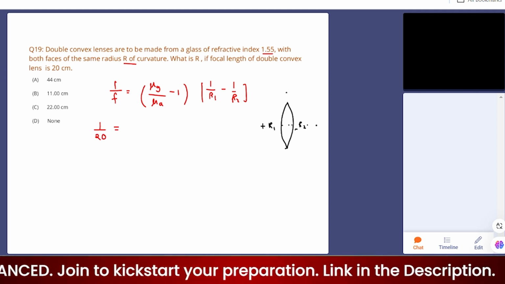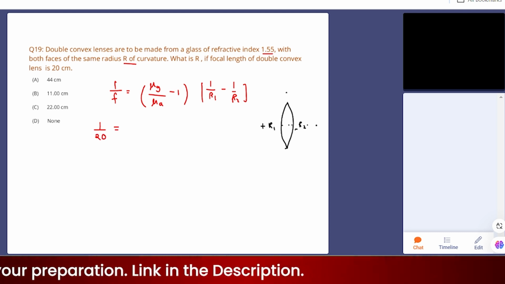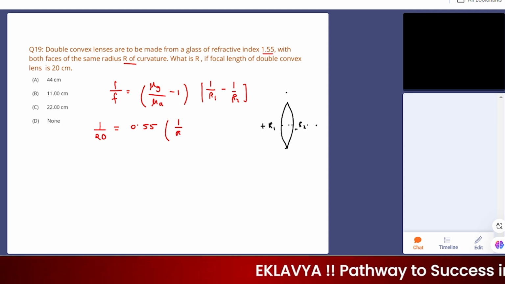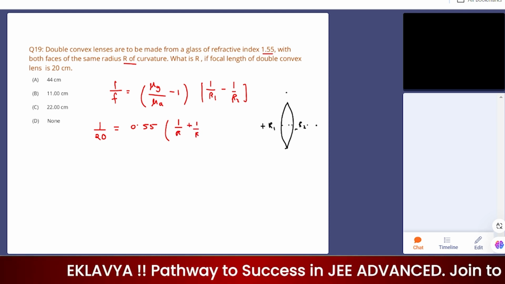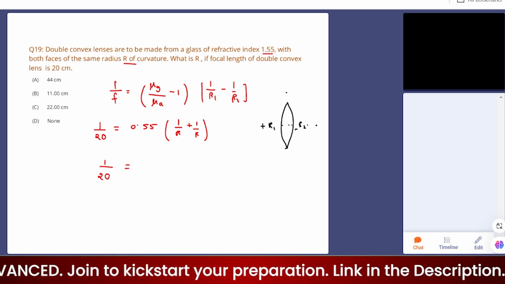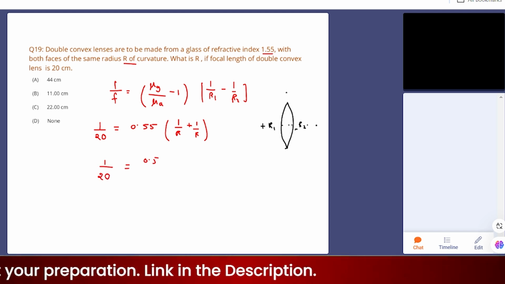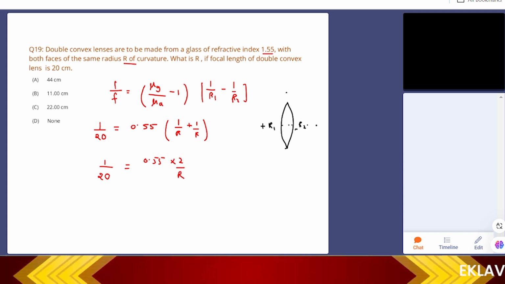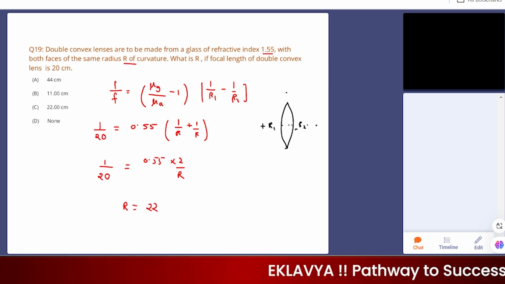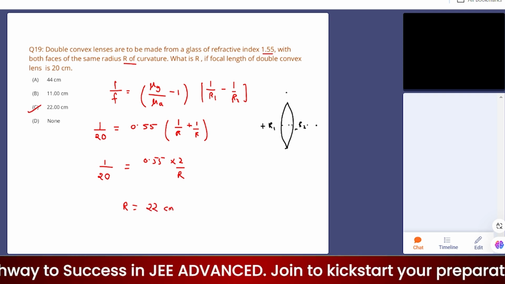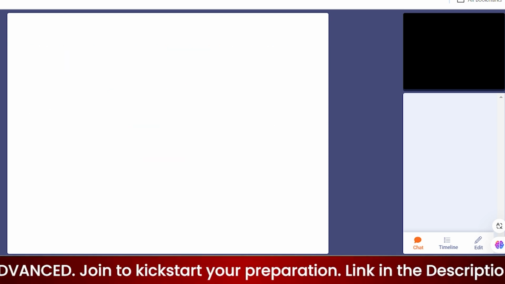This is 1 by 20 centimeters is equal to 1.55 minus 1, that will be 0.55 into 1 by r minus of minus, plus 1 by r. So that will be total 2 by r. 1 by 20 is equal to 0.55 into 2 by r. If you cross multiply and arrange, you shall have an answer r as 20 centimeters. Okay, that will be option C.